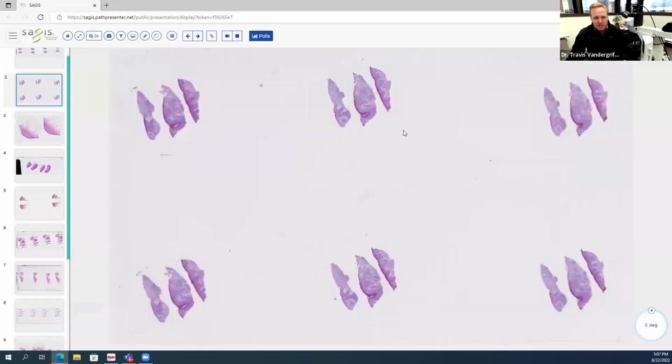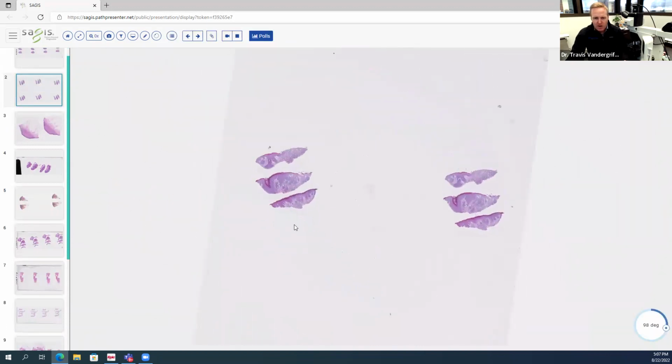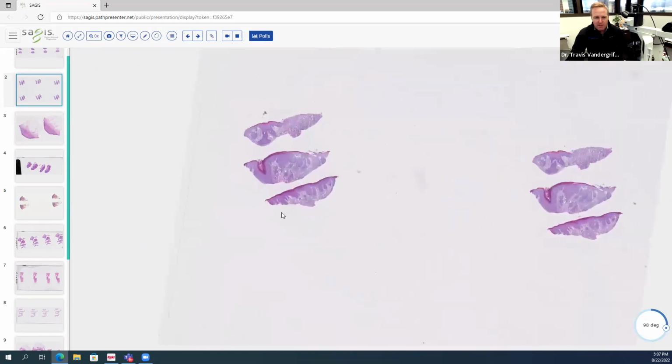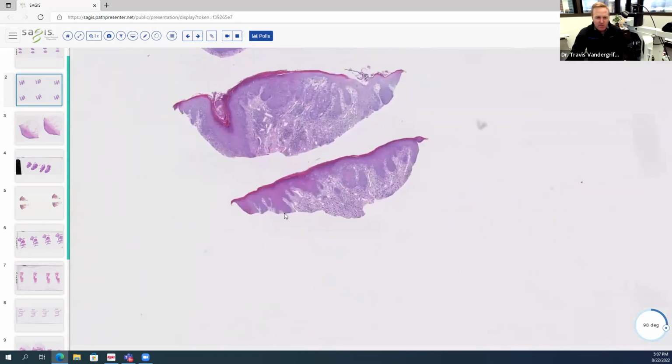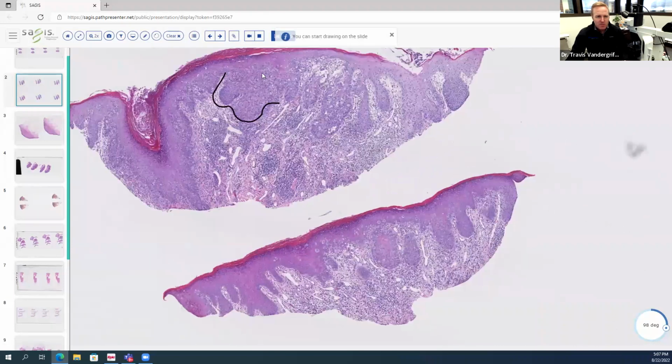Okay, I'm going to move on to the next one. Okay, so we have a biopsy here, which looks like maybe a shallow punch or a scoop shave. And as we go a little bit higher magnification, I can see it looks like there's a neoplasm. The epidermis looks to be a little bit acanthotic, and then there's some inflammation in the dermis.